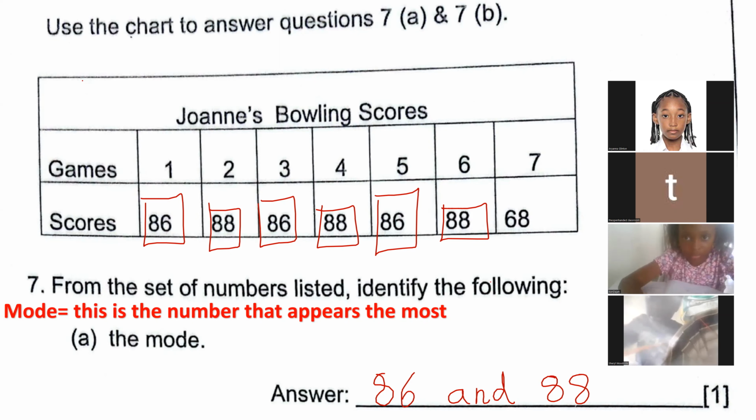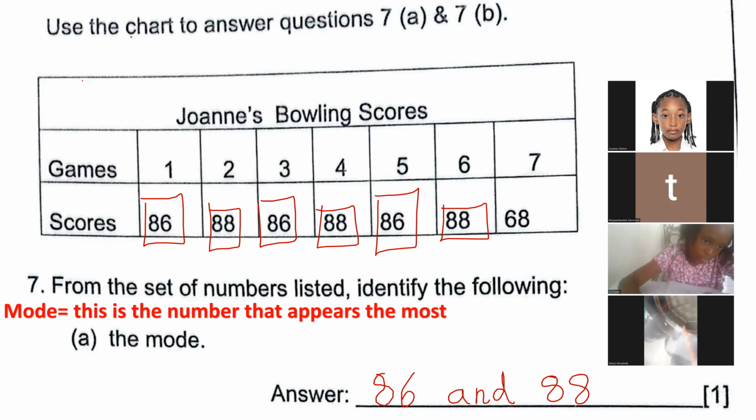All right, Gabe. What is the mode? The mode is the number that appears most often. Very good. And which two numbers are the mode in this question? 86 and 88. Very good. All right, so let's move on to the next slide. Candace, are you finished writing? Yes, I'm finished writing. All right, good. Let's go to 7B.